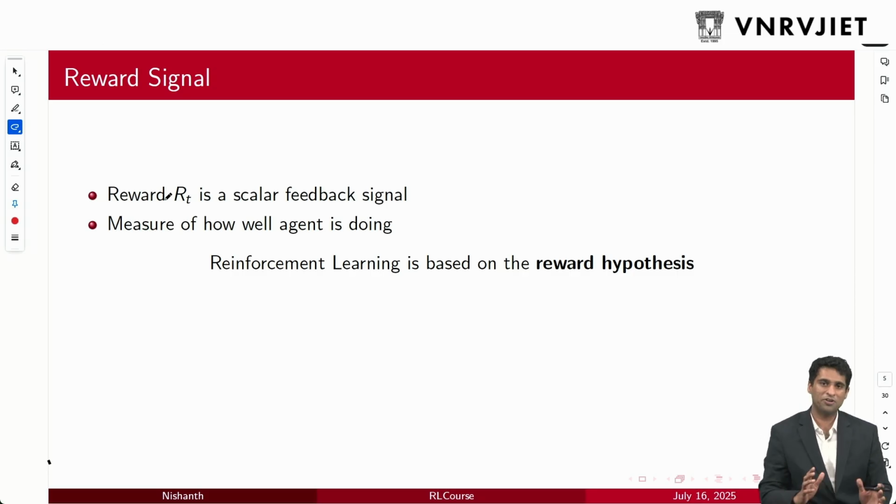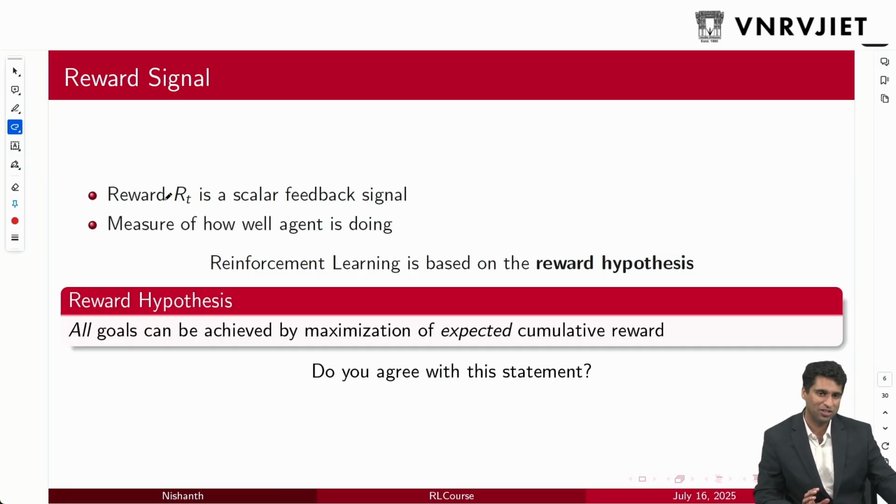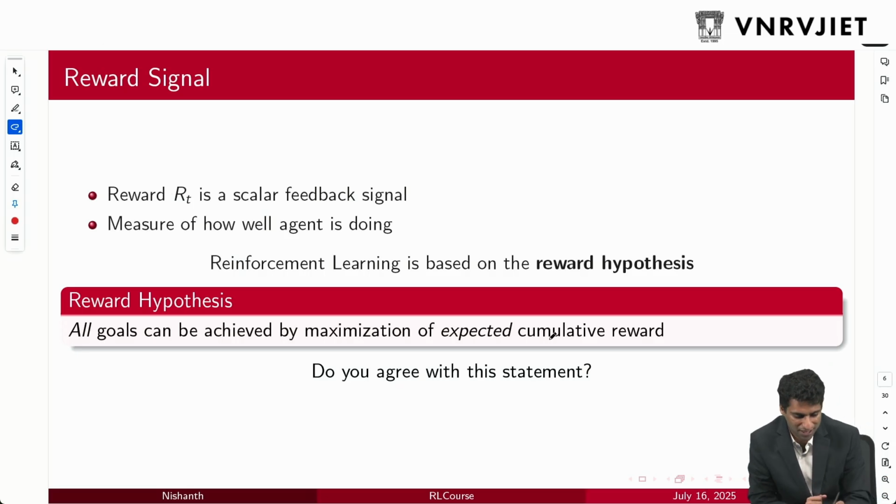All reinforcement learning algorithms are based on this idea of a reward hypothesis. What we mean by the reward hypothesis is that all goals that can be achieved by an agent can be achieved through the maximization of the expected cumulative reward.